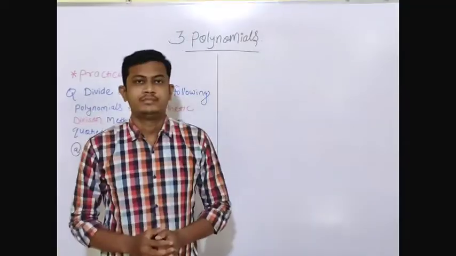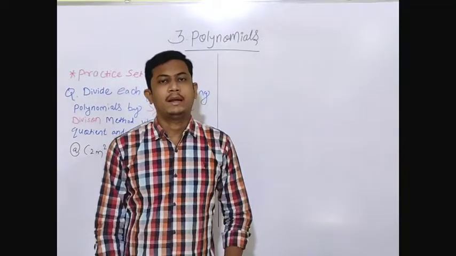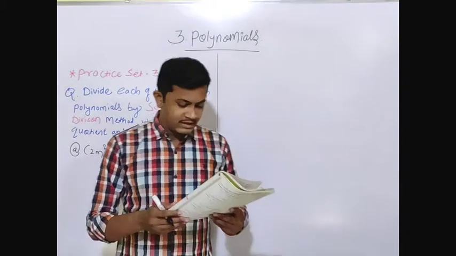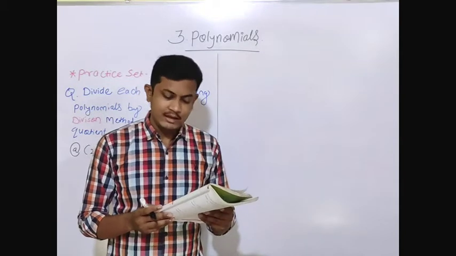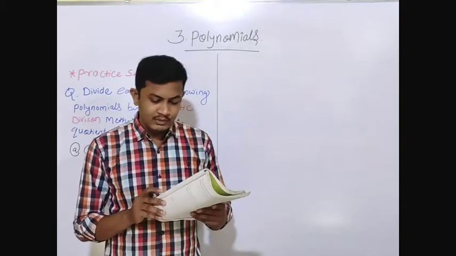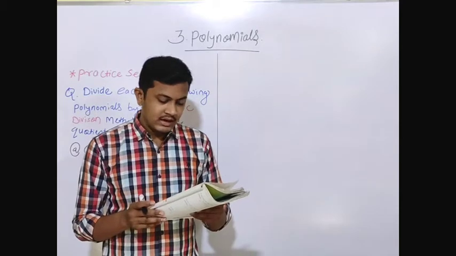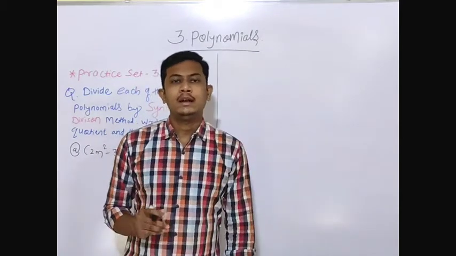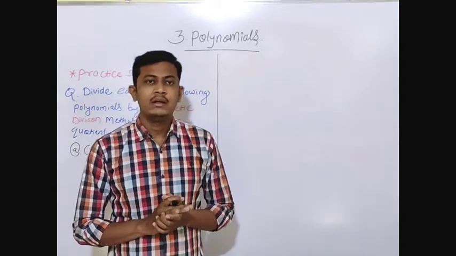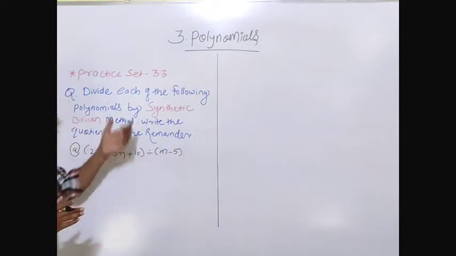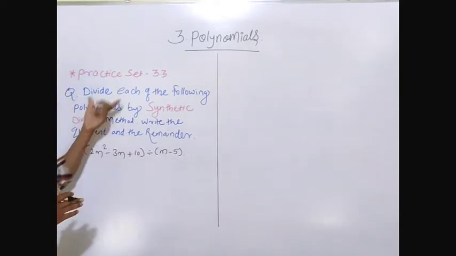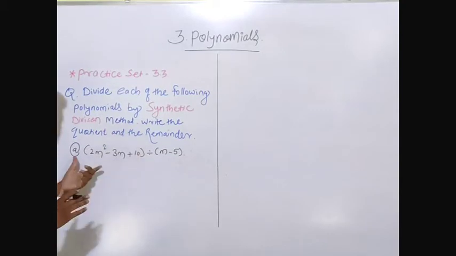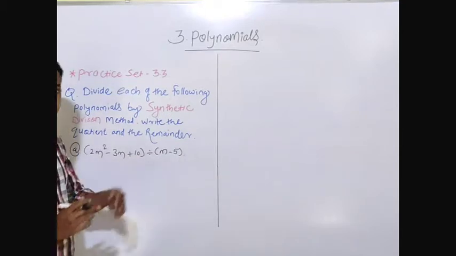So now we have to see the first example of practice set 3.3. In your textbook, on page number 46, the question is given as: divide each of the following polynomials by synthetic division method and also by linear division method. Write the quotient and the remainder. But the linear division method is excluded for this academic year. So we have to solve this practice set with the help of synthetic division only. The question is given as 2m square minus 3m plus 10 is divided by m minus 5.